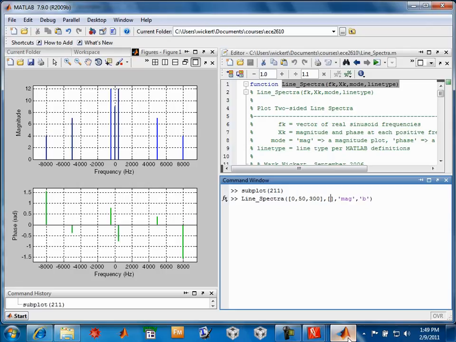Then the amplitude was what for DC? 5. And then for the first frequency at 50 hertz, it had an amplitude of 3 times exp j times pi over, what is it, pi over 3? Yes. Then the next one is 6? Yeah, I think it's 6, times exp j times pi over 2. I mean, my brain's not remembering, so like I said, I'd take some help.